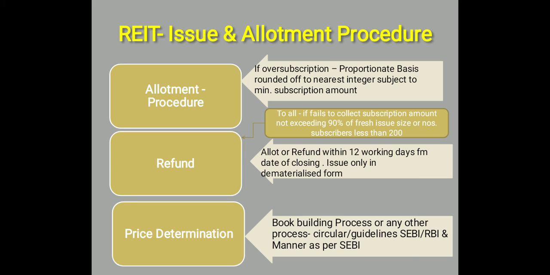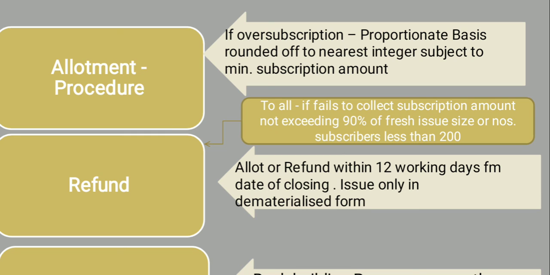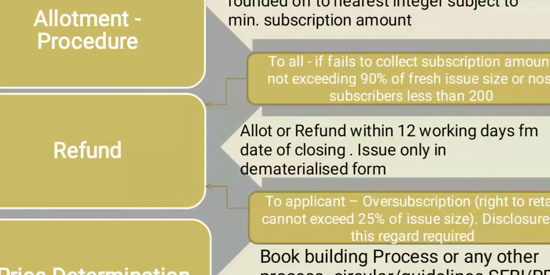In case of refund, suppose we fail to collect the subscription amount, then REIT shall refund money to all applicants in case it fails to collect subscription amount of at least 90% of the fresh issue size as specified in the offer document. In the second case, the REIT shall refund money to applicants to the extent of oversubscription, in case the money received is in excess of the extent of oversubscription as specified in the offer document.